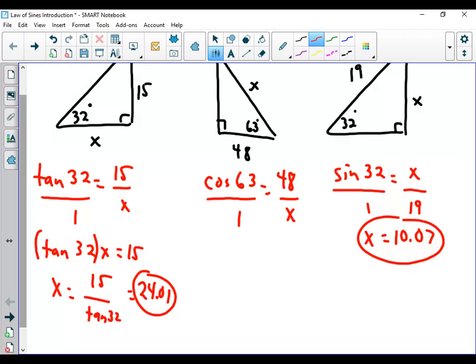And then that middle one would also be a division problem. Some of you are starting to notice if I have x in the denominator, in order to find x, we have to do some division. In this case, we're going to end up dividing by that cosine of 63. So when you type that one in, you should have 105.73. All right, so hopefully those kind of ring a bell from what we were doing before.